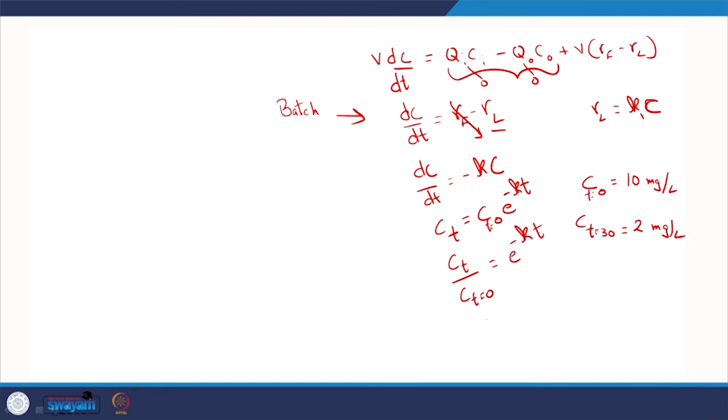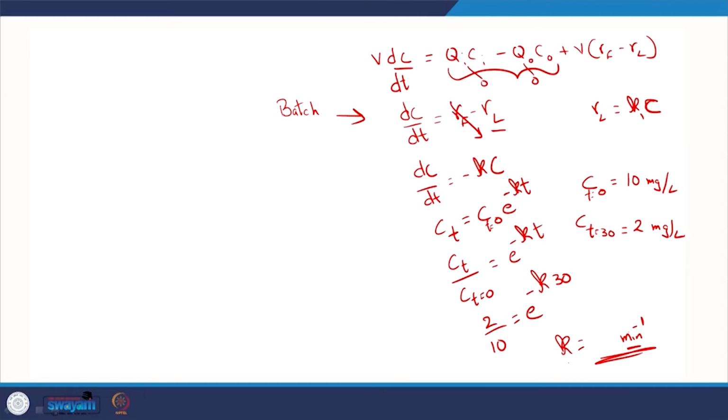So, 2 by 10 is equal to e to the power of minus k, which is what we are trying to calculate, into 30. So, we can get the value of k in minute inverse, right. But obviously depending on how you are going to use it in parts A and B, you are going to have to change the units here, right.